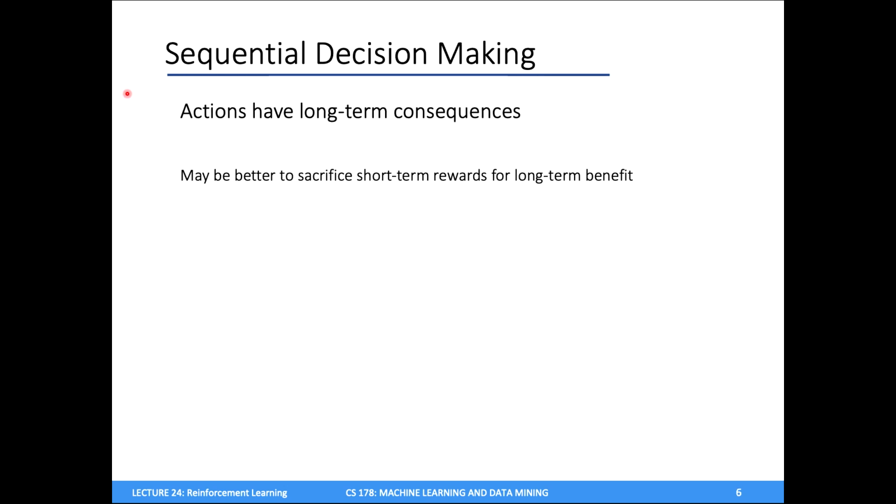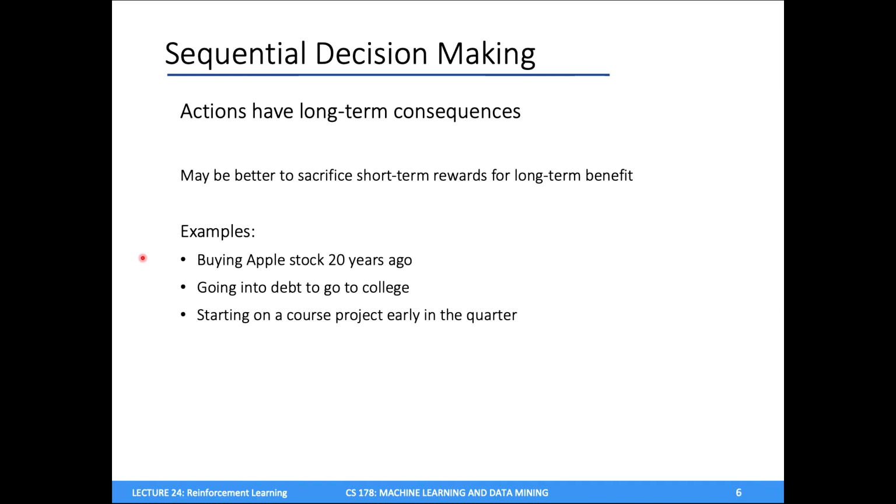All in all, reinforcement learning can be thought of as a sequential decision-making problem where you're taking actions over a long sequence of events. Oftentimes these actions that you take have very long-term and hard-to-predict consequences. But in general, it might be better to sacrifice short-term rewards for very long-term benefit. For a couple of real-world examples of this: buying Apple stock 20 years ago, you needed to pay a little bit of money then to make a lot of money now. So you sacrifice in the short term to make a lot of money in the long term.